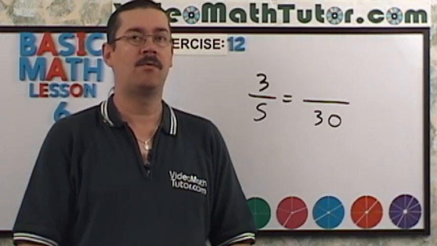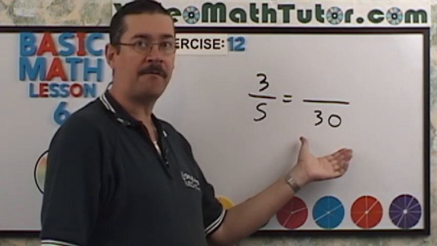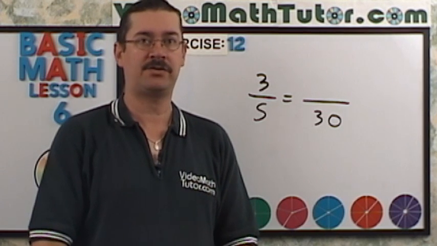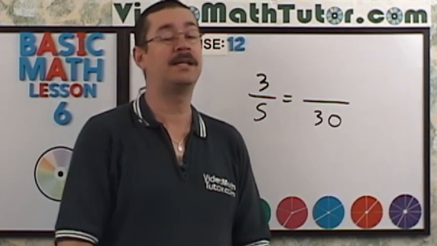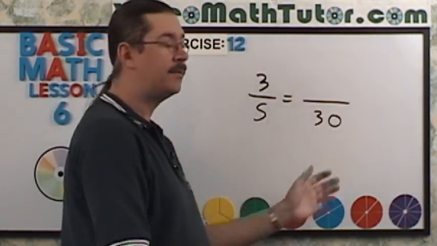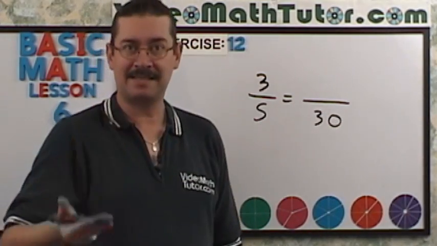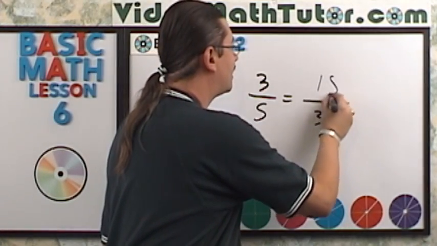Exercise 12 wants us to change 3/5 into an equivalent fraction that is in 30ths. So my denominator is 30. I want you to give it a try first. Again, this is one of the easiest problems we can have with fractions. And again, remember that circular thing we did? We said, okay, 30 divided by 5 is 6, and 6 times 3. The answer is 18.